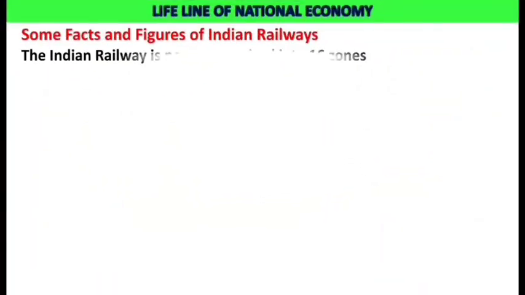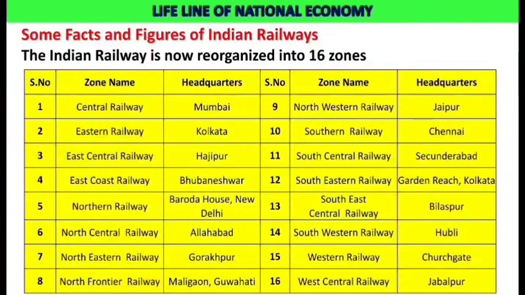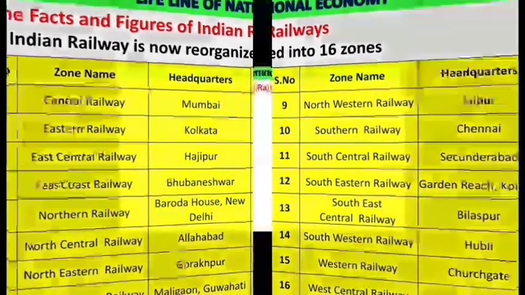The second fact: the Indian Railway is now reorganized into 16 zones. These are the zones: serial number, zone names, headquarters. Like serial number 1, zone name Central Railway, headquarters is Mumbai. You can remember this for your general knowledge or maybe for future reference.